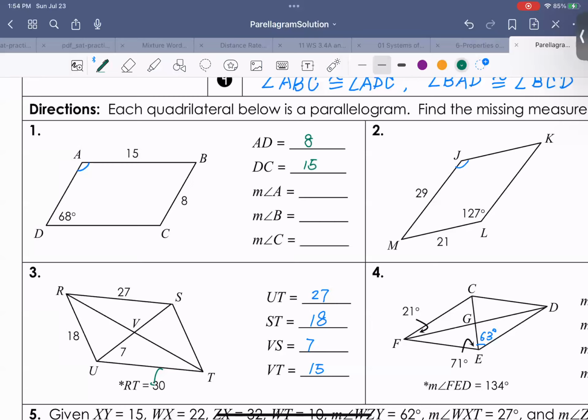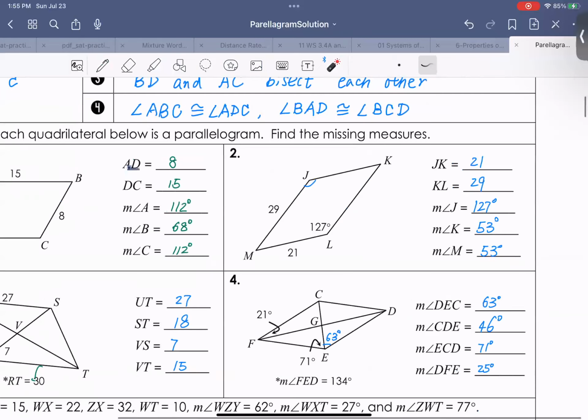And then angle A would be 180 minus 68, which is 112. Good job. And then angle B would be 68 degrees. Angle C would be 112 degrees. Very good. Thank you. Now, based on the information we have here, the opposite angles are equal. And these two are parallel, so this is same side interior angles, supplementary. Okay, opposite sides equal. Very good.